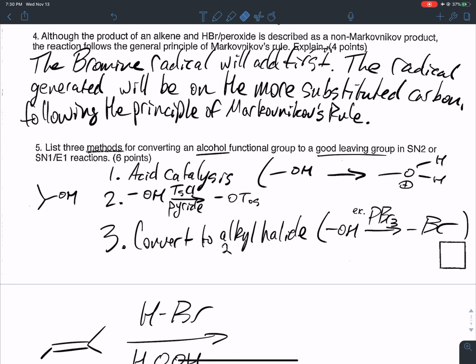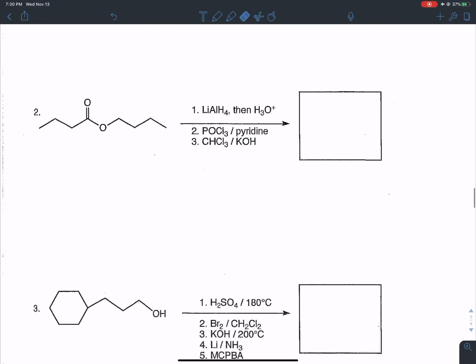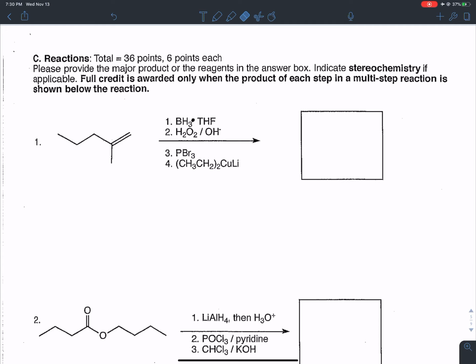Awesome. Those are the primary 3 methods. Any questions on that? Raise your hands. Let's move on to our favorite section, the reaction section.